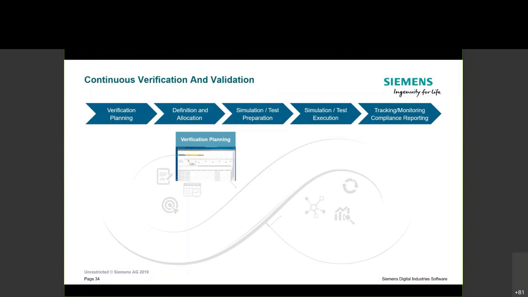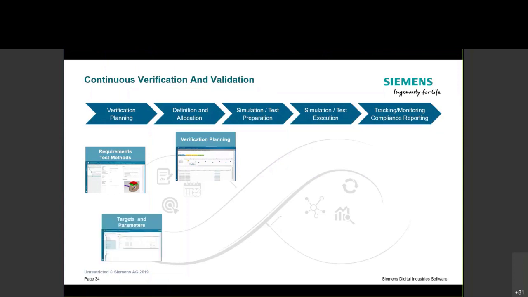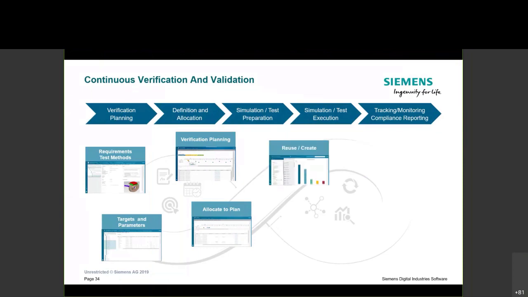Well, I did mention the scalability and the magnitude of verification. So you're gonna need something to basically plan, orchestrate, organize your verification. That's what we call verification planning, and we use the program management capability in Teamcenter to do that. Yes, there's a matter of requirements, test methods. What are they? How do I identify them? Same thing for the targets and parameters that need to be involved. Allocate to plan, reuse.